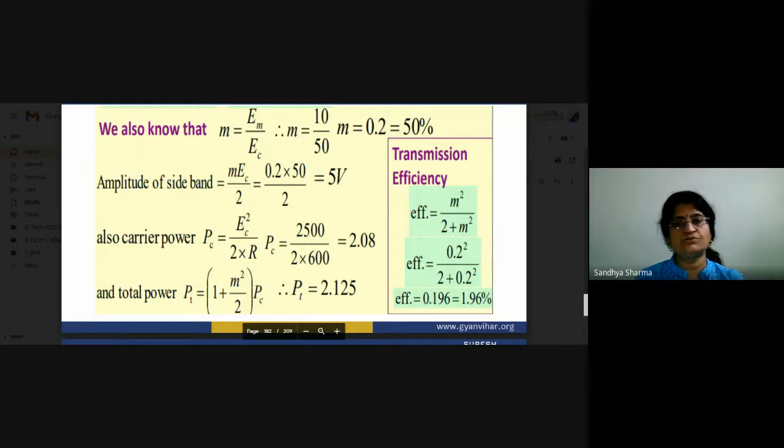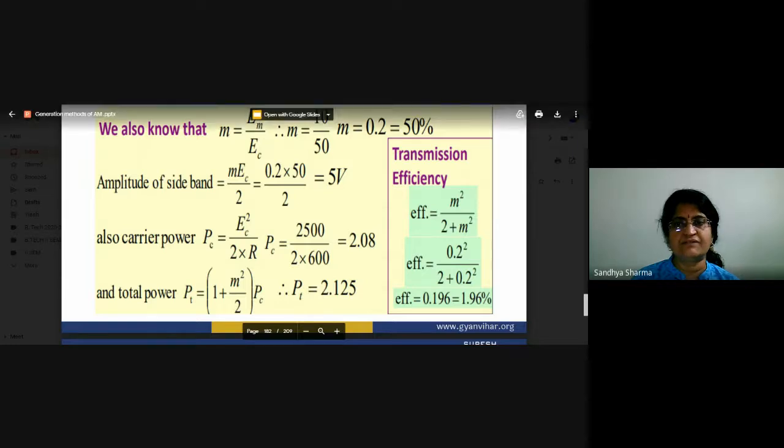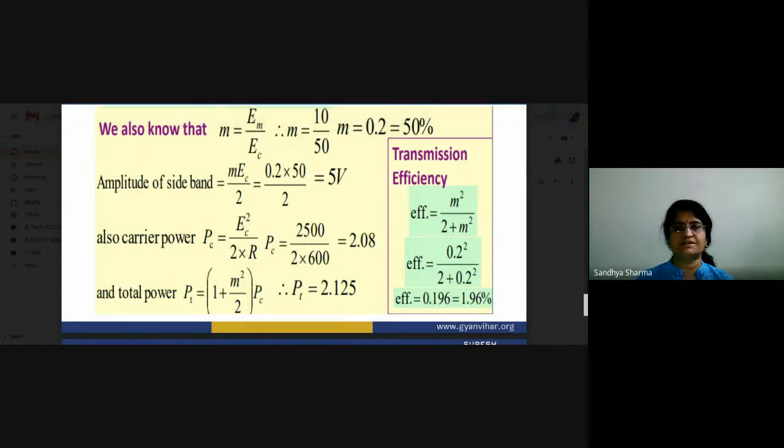If you want to calculate the total power PT, first of all you have to calculate the carrier power PC. Now what about the modulation index M, that is equal to EM by EC. So that is basically 50%. By using that, we can also calculate the transmission efficiency. Here we will see our transmission efficiency in terms of modulation index. Transmission efficiency is equal to m square upon 2 plus m square. We are given the value of m, and then we can calculate the efficiency of our transmission system.